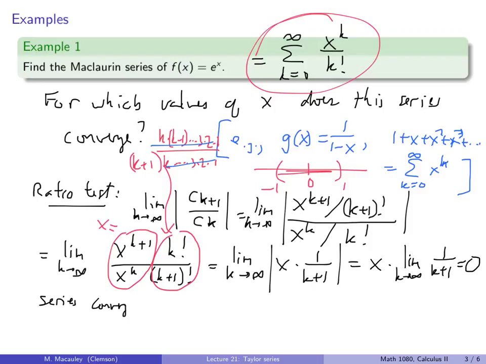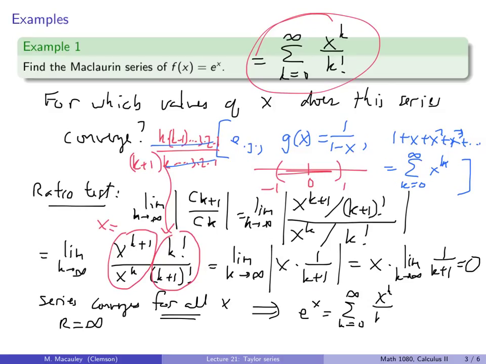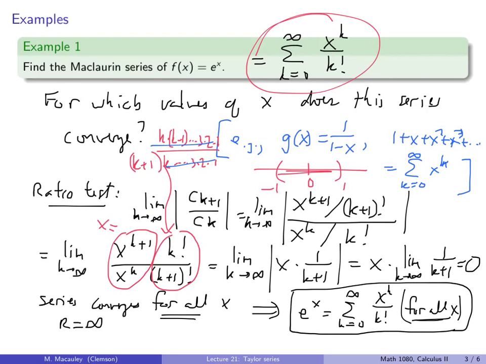So this tells us that our series converges for all x. In other words, the radius of convergence is infinite. What that means is that e to the x equals this infinite series, the sum of x to the k over k factorial, for all x. And that's key, because that's different from the example that we've seen with this geometric series.